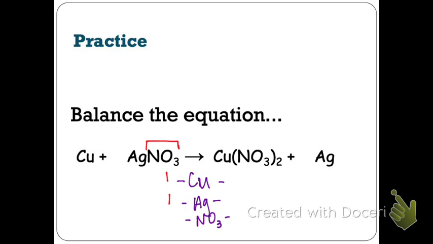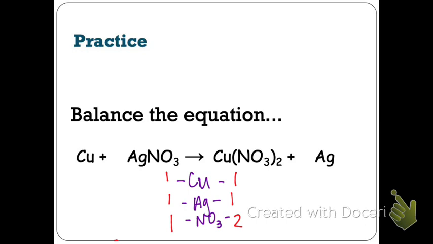Okay. On the right-hand side, how many copper do I have? 1. How many silver? And how many nitrate? 2, right? This 2 applies to everything within the parentheses. So now I'm going to check my list. Is my equation balanced as it is? No, right? Because my numbers here don't match. Copper does, silver does, but nitrate does not.